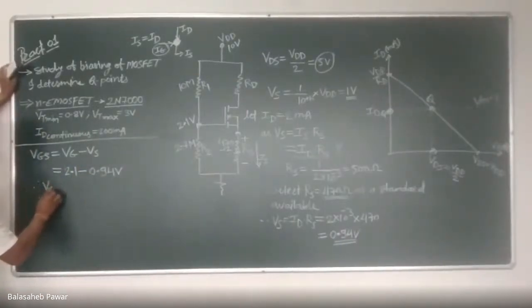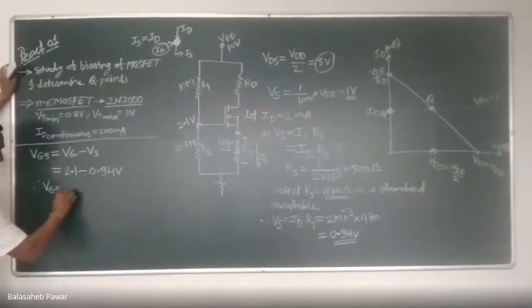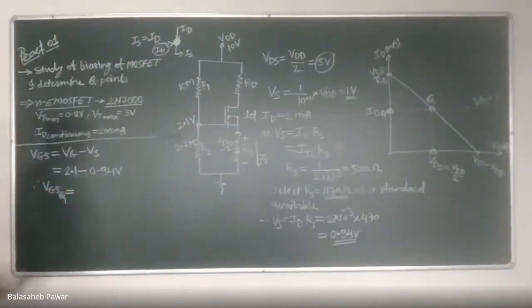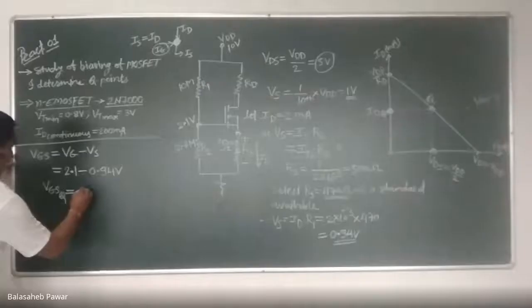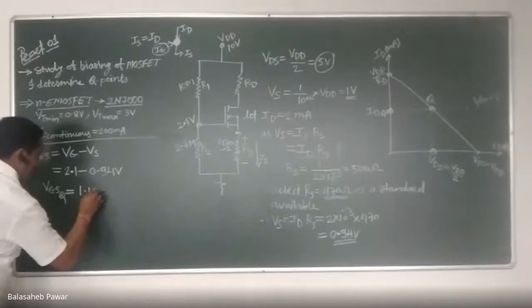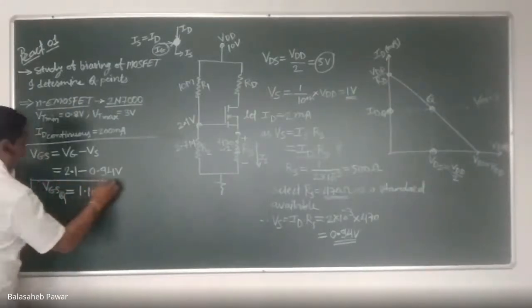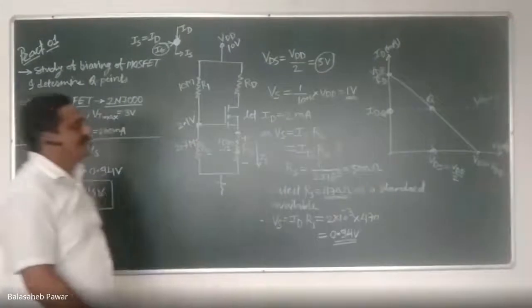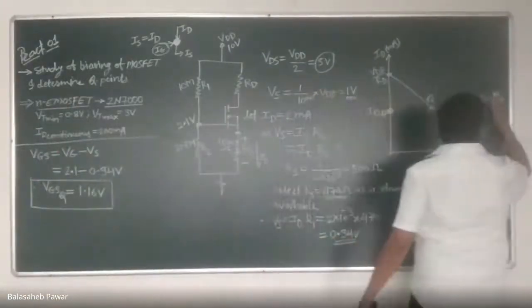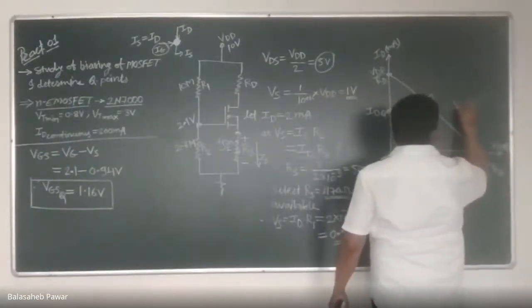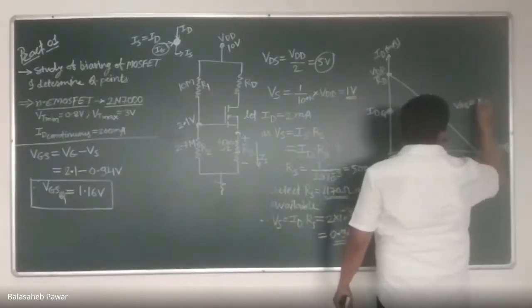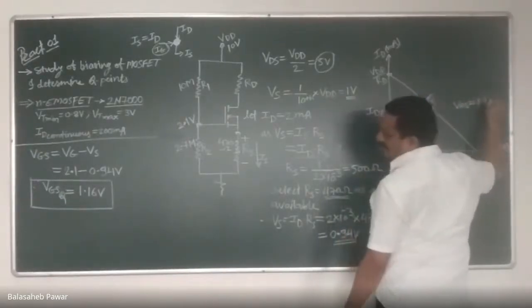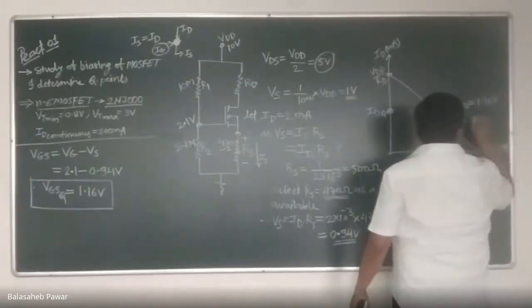Therefore, VGS, which we can call VGSQ, will be equal to 2.1 minus 0.94. Do it. 1.16. Okay, it will be 1.16 volts. Correct? Now see, if I apply this VGS equals to 1.16 volts on this curve, what is going to happen?